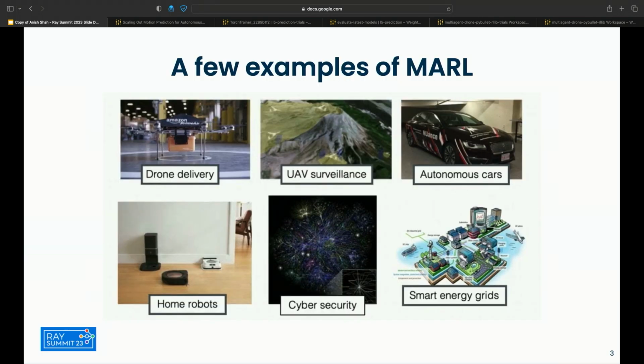A few examples of multi-agent reinforcement learning that you're probably used to seeing in your day-to-day are shown over here. The two main ones that I'm going to talk about today are drones, specifically drone delivery and the management of how to communicate with agents of drones, and also autonomous vehicles.